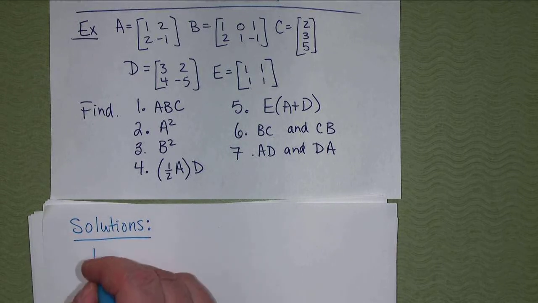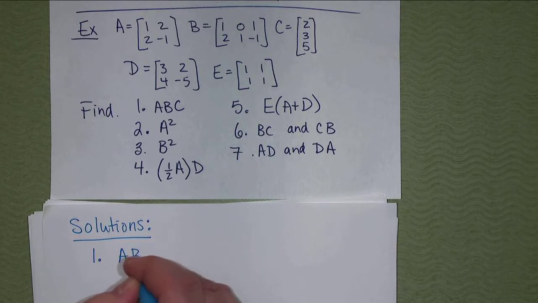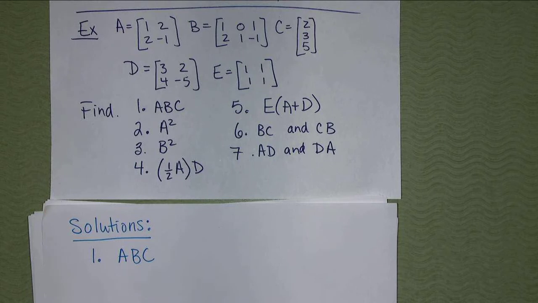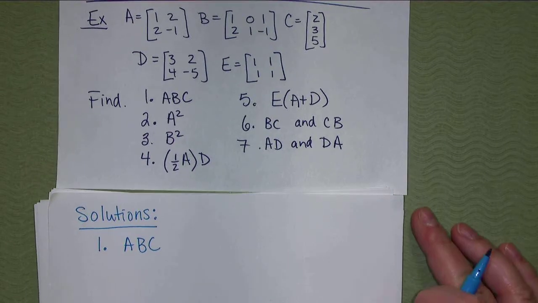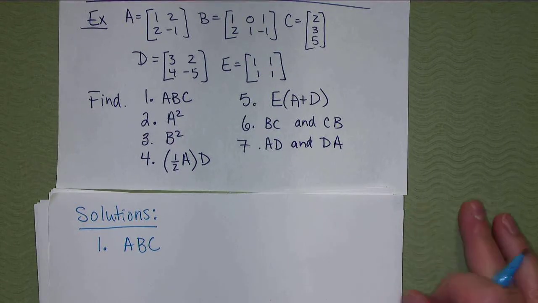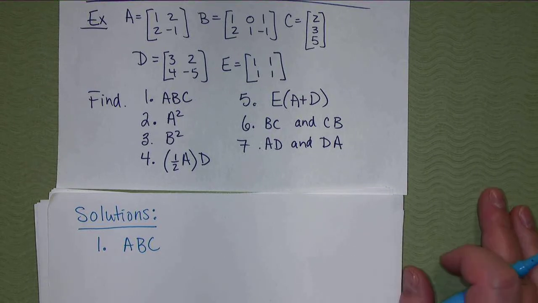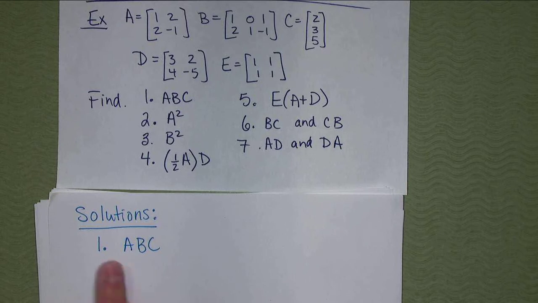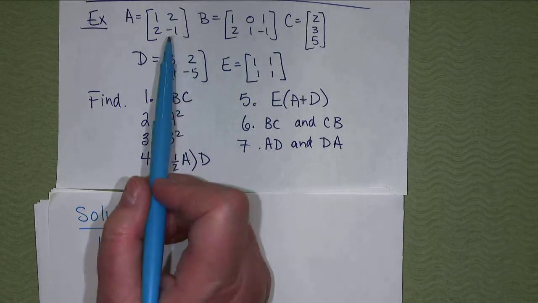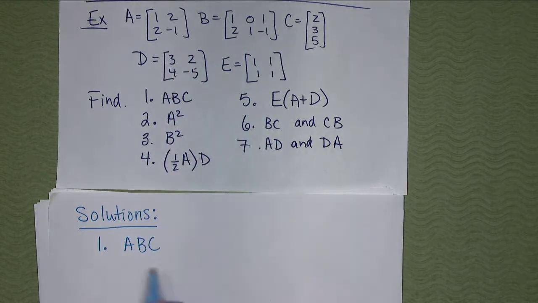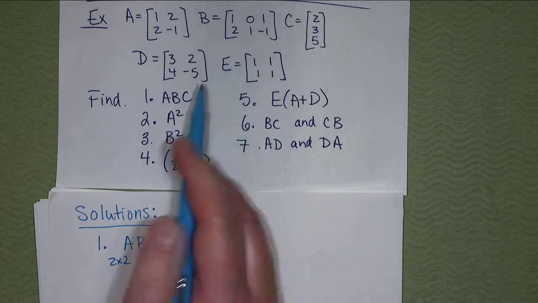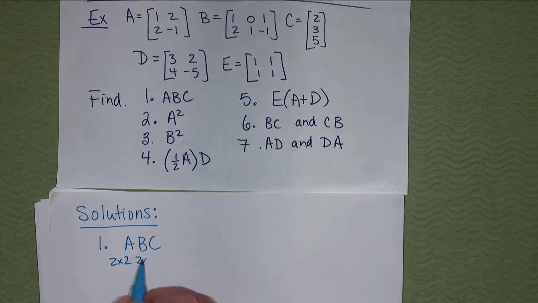All right, ABC. So the first thing I would do when you see something like this is check to make sure that the size will work, because otherwise the answer is no solution and you don't need to do anything. So how do we check the size? We would write the size for A, B, and C. So A is what size? 2 by 2. B is a 2 by 3. And C is a 3 by 1.